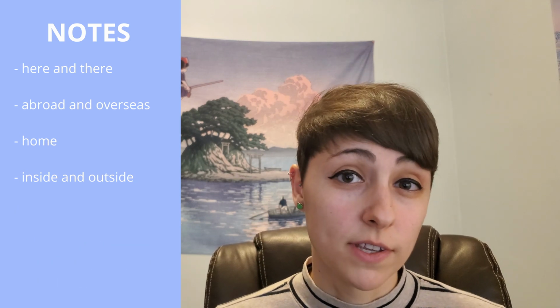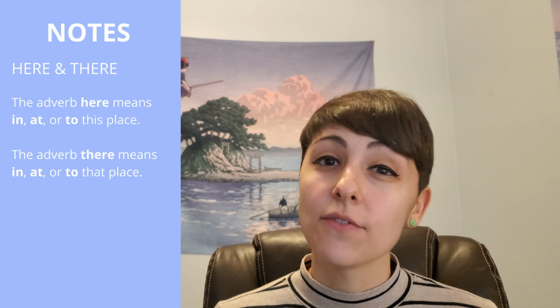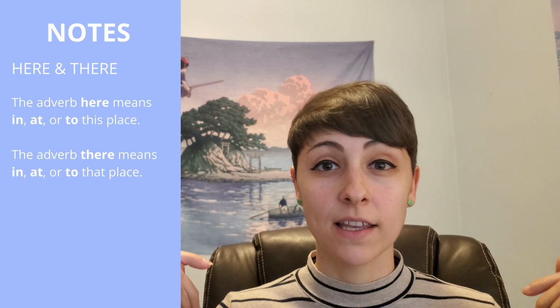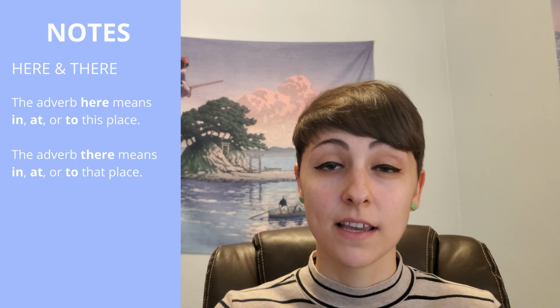Let's check each one of these words now. I'll give you several sentences where they're used as an adverb. Here and there. The adverb here means in or at this place. The adverb there means in or at that place. So these sentences are natural. You do not need to add any prepositions like to or at.